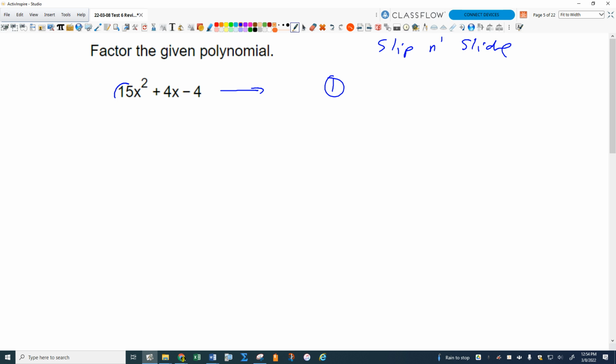Yeah, what do we do? What's the first step in slip and slide? Okay, good. We're going to slip it to the end and multiply. So we're going to slip the a to the end and multiply by c, which gives us the basic trinomial. You see the strategy.